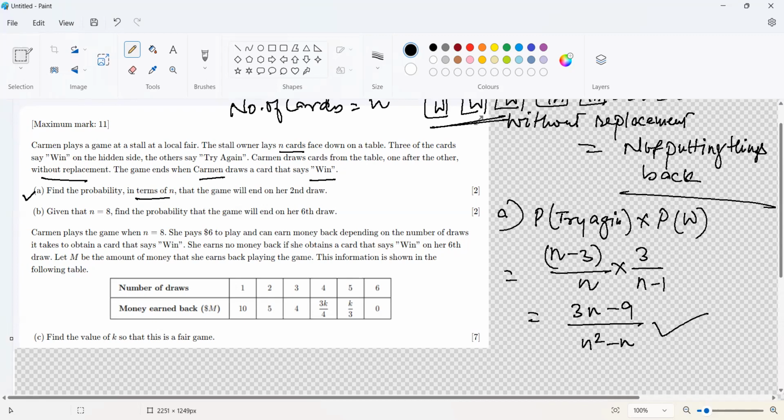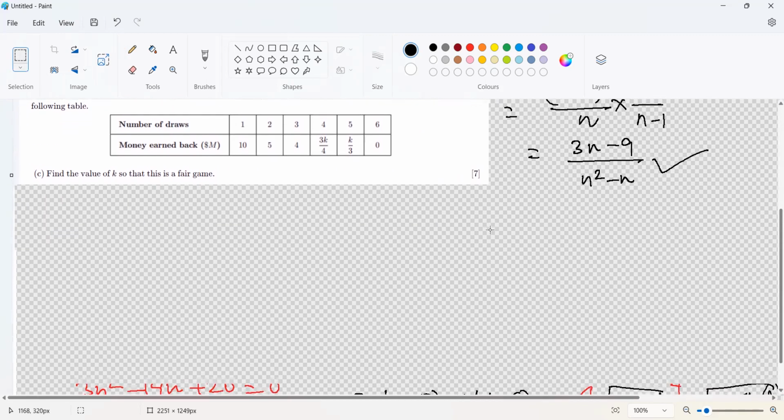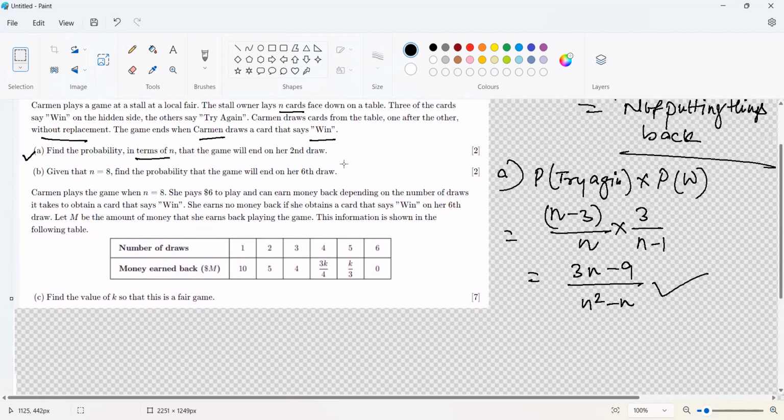Coming to part B, this time n is equal to 8. You have been given the number of cards now. In part B, you have been given n equal to 8, so your number of cards is clear. That is 8 cards, among them 3 are winning cards. And then what will be the number of losing cards? 5, isn't it? 5 cards will be try again.